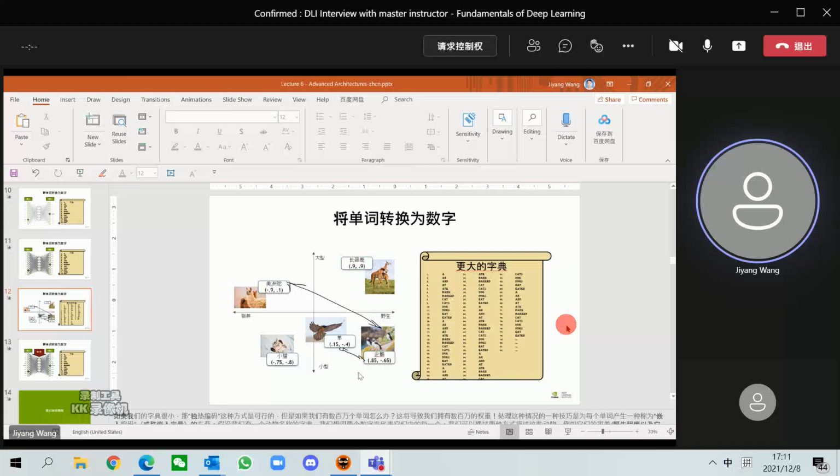And my question is about the embedding vector. How can we generate this type of embedding vector automatically?